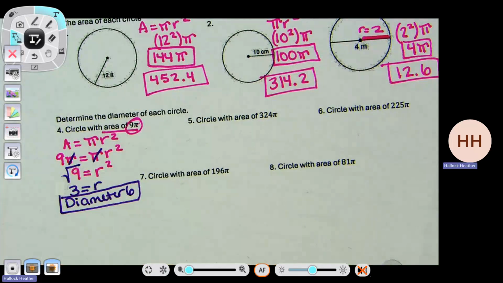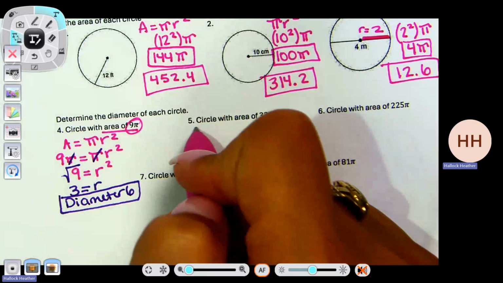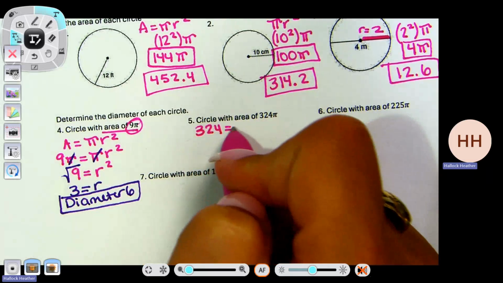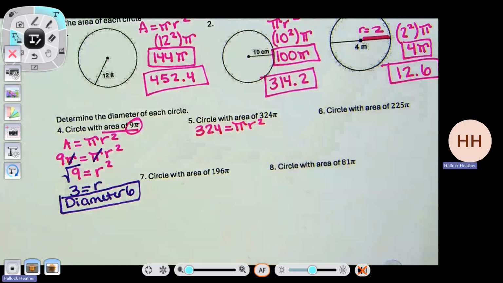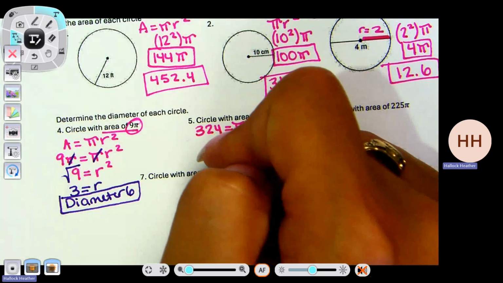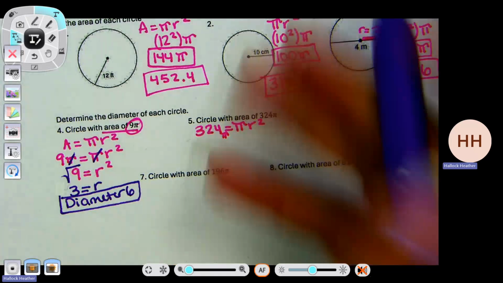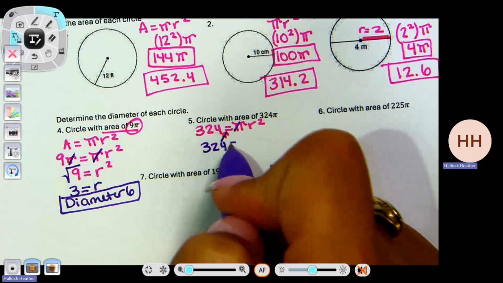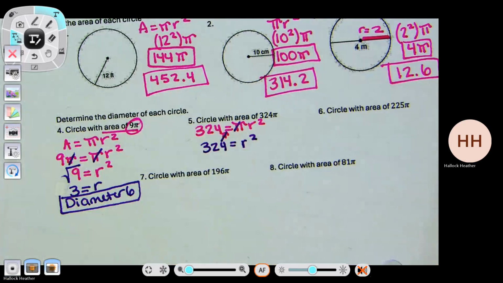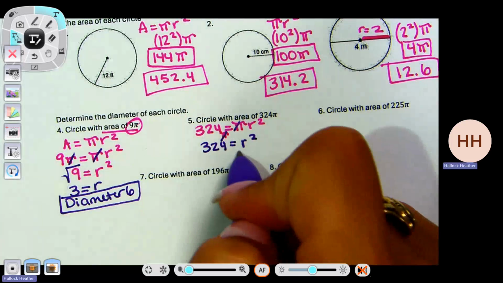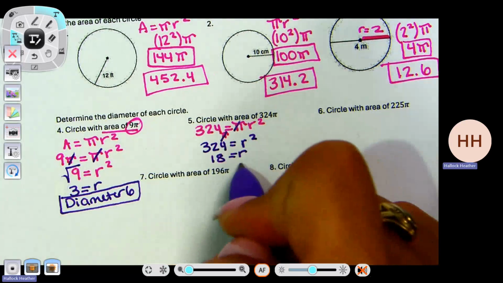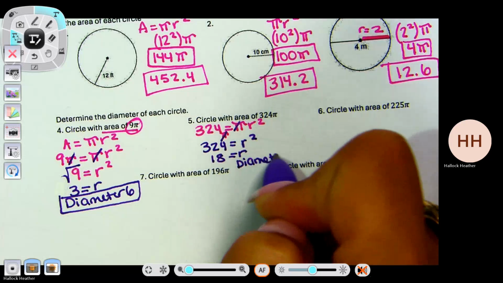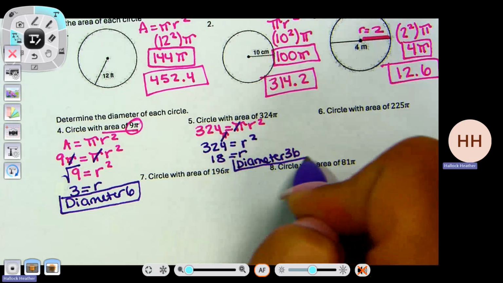So let's do it again. Same thing. I have 324, so I'm doing 324 equals pi r squared. What can I cross off on each side? Oh, I forgot. I'm making mistakes today. Cross off my pi, so the pi's cancel. I'm left with 324 equals r squared. So what do I do? Square root it. My radius is 18. How much is my diameter? 36, because you multiply by 2.